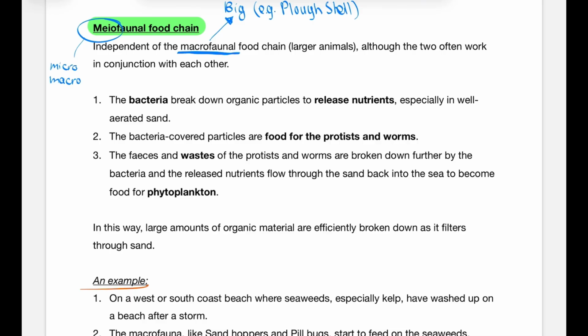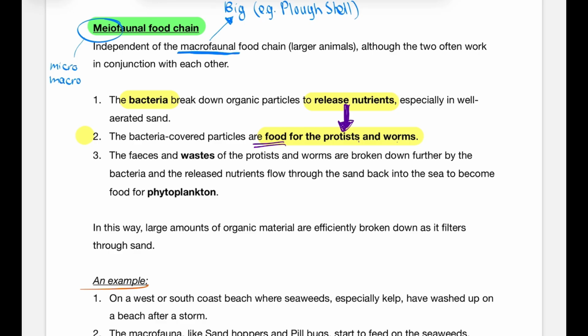Alright, so step number 1, we have bacteria. Bacteria break down the organic particles to release nutrients. All right. Then step number 2, those bacteria-covered particles become food for protists and worms. So essentially those nutrients that are released from the bacteria breaking down organic particles become food, right? Remember, protists and worms will be part of your meiofaunal food chain.